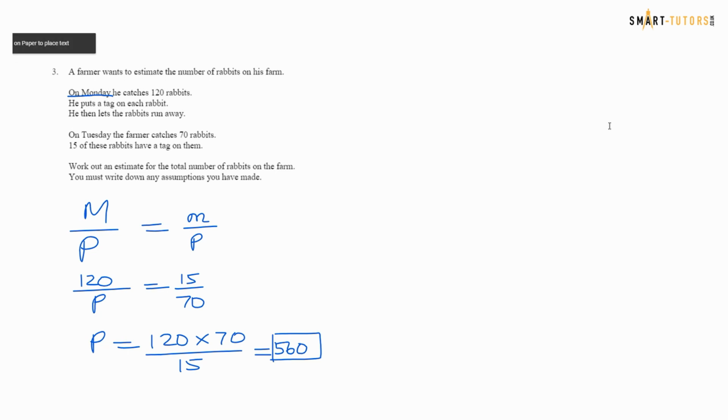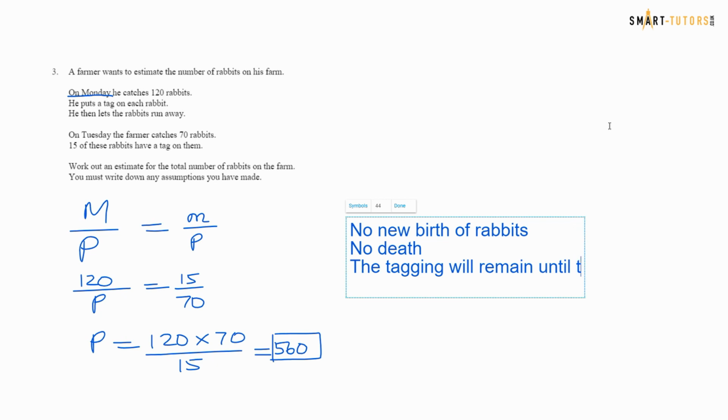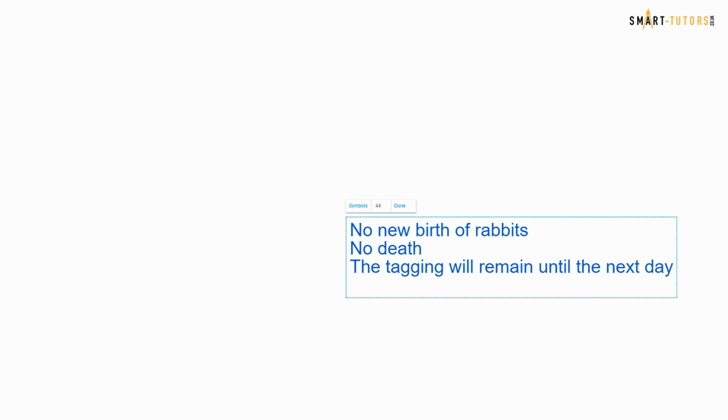So for the assumption, you can say no new birth of rabbits, no death. What else? The tagging will remain until the next day. Right, so that is the assumption for question number 3.